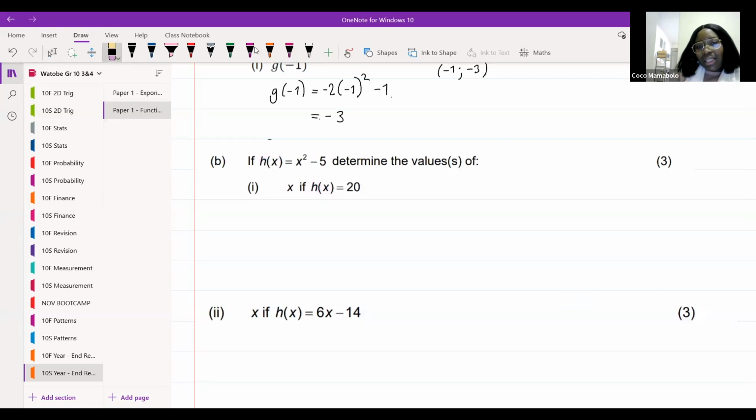But in this step over here, they're telling us that they want us to make h of x equal to what? What must h of x equal to? Correct, Nico. We must replace the whole of h of x with 20. So in this equation that they've given us, wherever we see h of x, we're going to replace it with 20. So my new equation will then be 20 is equal to x squared minus 5.